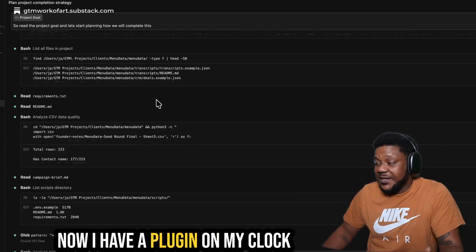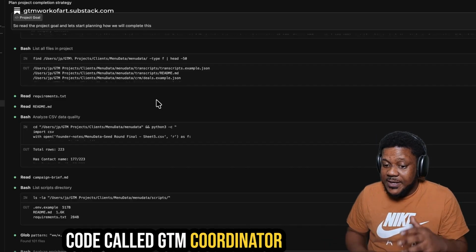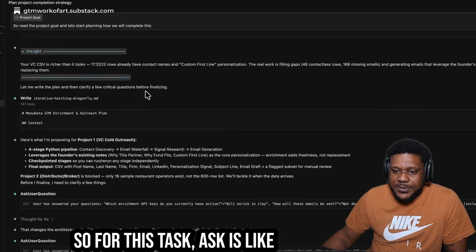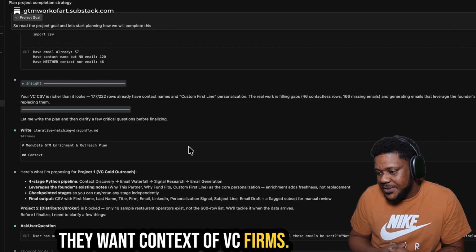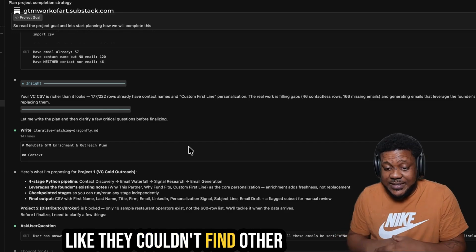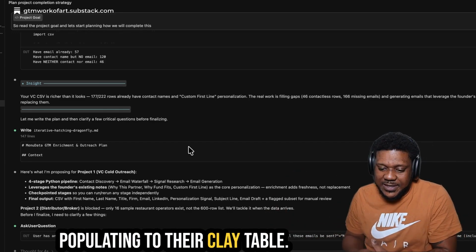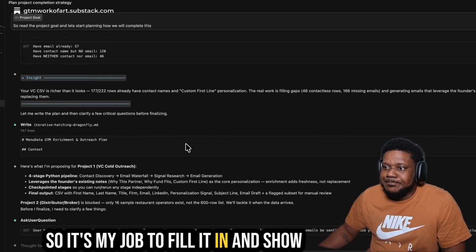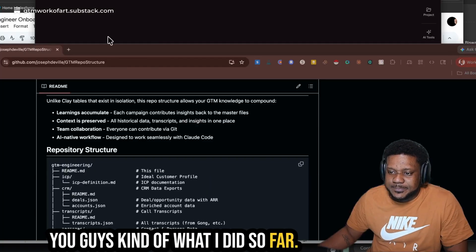Now, I have a plugin on my Claude Code called GTM Coordinator that has a whole bunch of skills attached to it. For this task, they want context on VC firms. They couldn't find other people, or they found some people and it wasn't populated to their Clay table. So it's my job to fill it in, and I'll show you guys what I did so far.